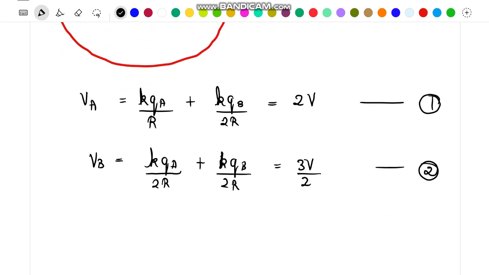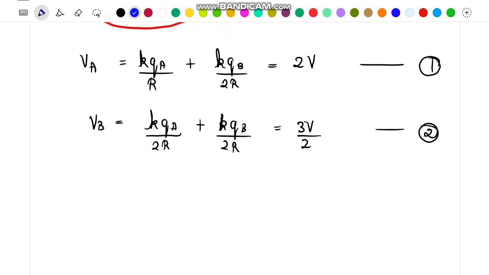Now from these two equations, we can actually solve for the values of QA as well as QB, but also from these two equations, I can find the ratio of QA by QB, which comes out to be equal to 1 by 2, which matches with our option A.